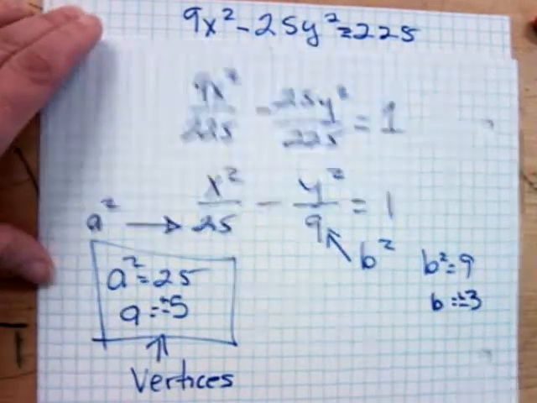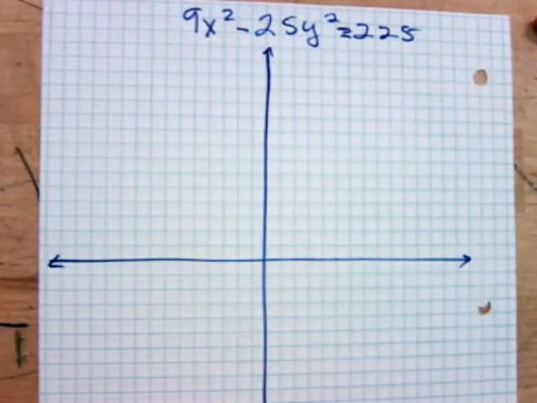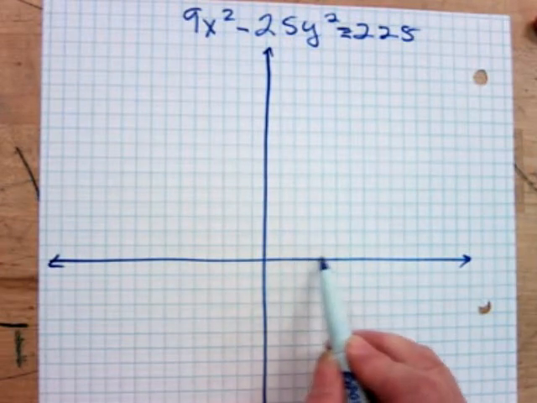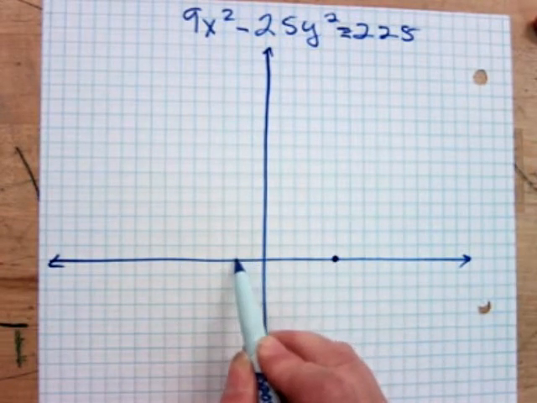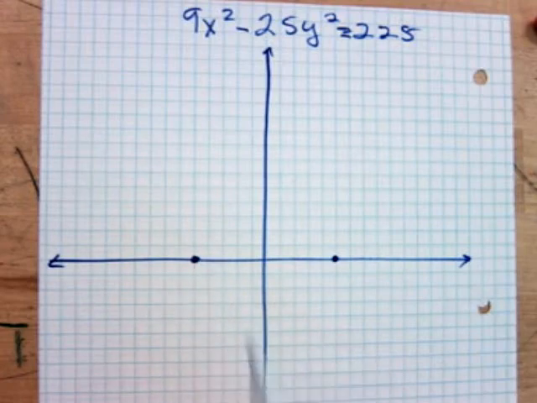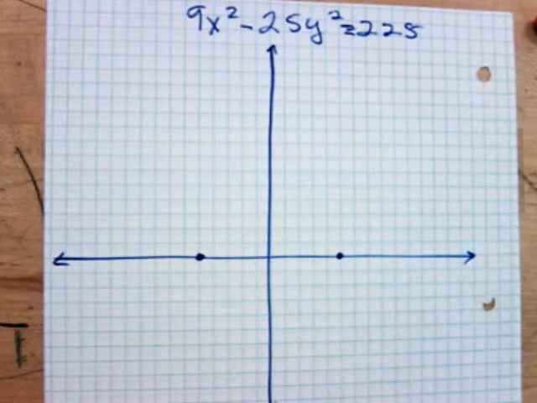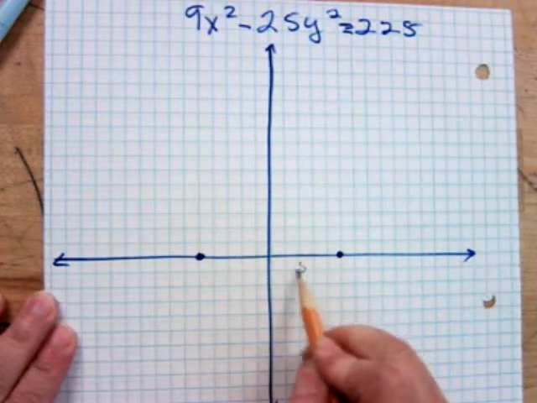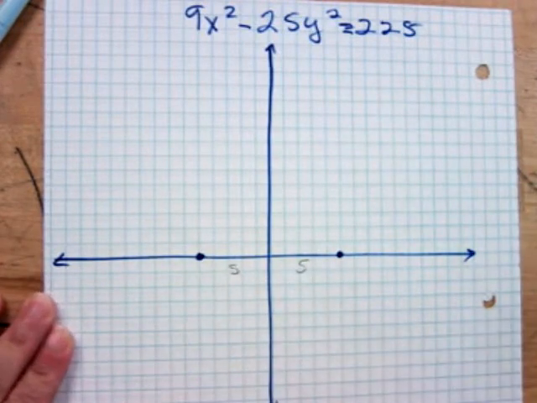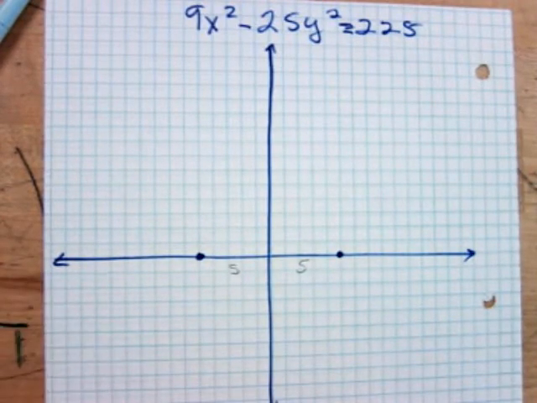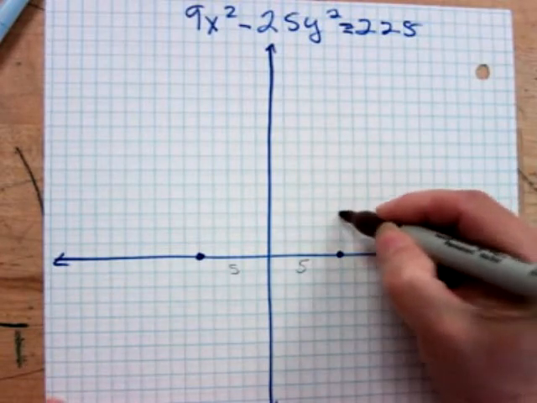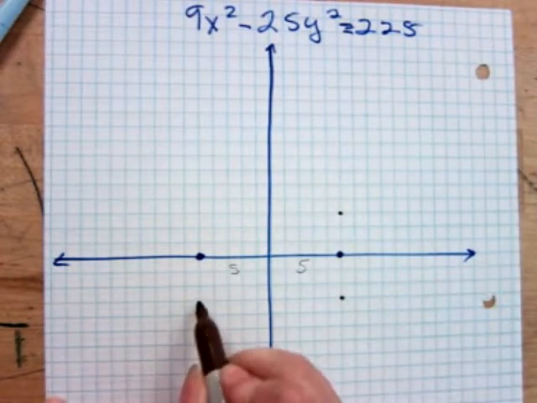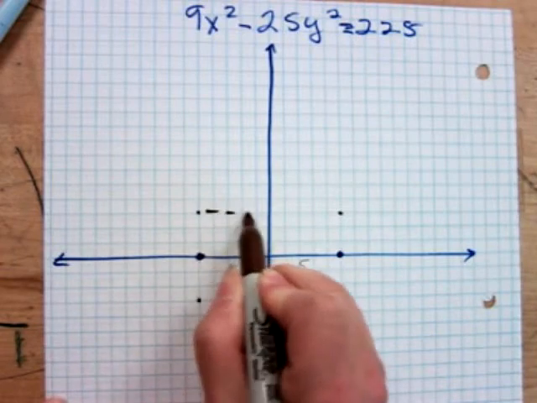So I'm going to go ahead and locate my vertices. The next thing I need to do is I'm going to use something called a central rectangle, and for the central rectangle I need B, which we found. So B is going to actually give me these other coordinates.